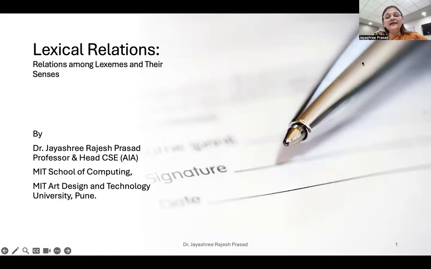Hello everyone. In our last session, we explored lexical semantics, how words carry meaning. Today we will take a step further and see how words are connected to each other through meaning. These are lexical relations among lexemes and their senses, or simply lexical relations.